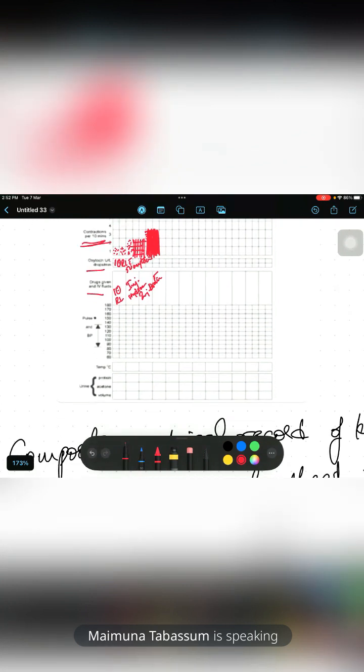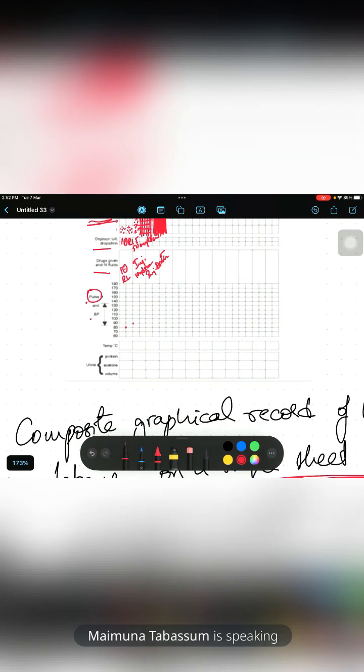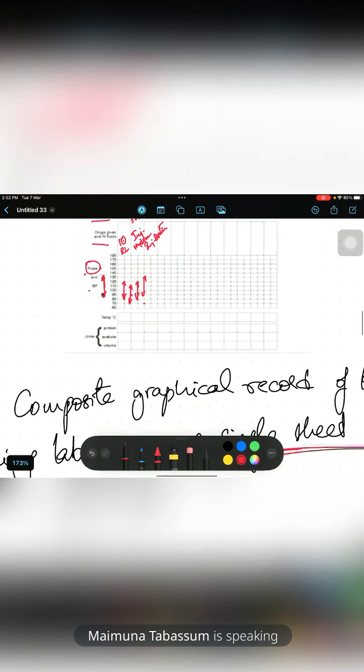Then coming to the pulse and blood pressure recording. For pulse, you will be writing maternal pulse. This is maternal pulse. The first is the fetal heart. So for the maternal pulse, you will be writing 80, 90 or 70. Like that you will be putting dots. For BP, you will have this line, that is 120 by 80, 110 by 70, 120 by 80, 130 by 90. Like that you will be marking the blood pressure.